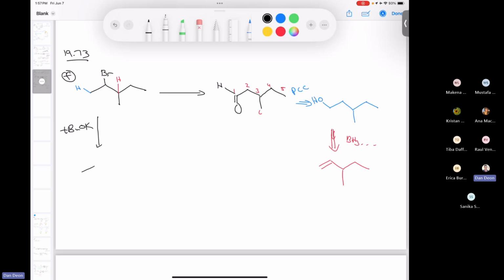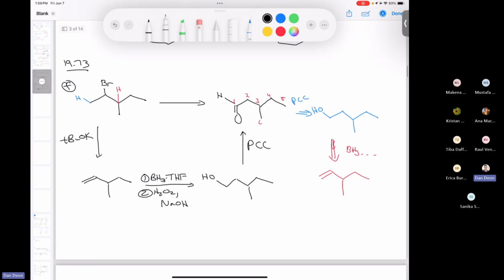So that's going to give us the Hofmann alkene. And then she said, well, treat it with borane and THF, followed by hydrogen peroxide and sodium hydroxide. That's going to give you the anti-Markovnikov addition. And then the last step is just to oxidize it and then choose whatever you want. Let's try. Oh, Sanika said PCC, so we'll use that. Good. There you go. All right.